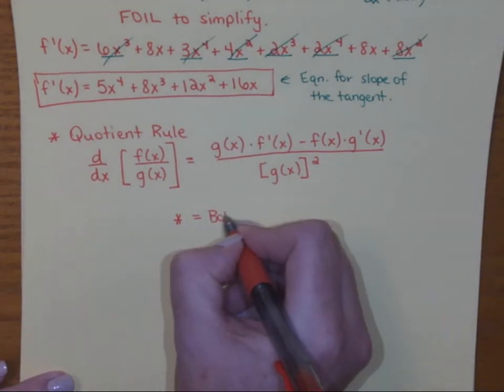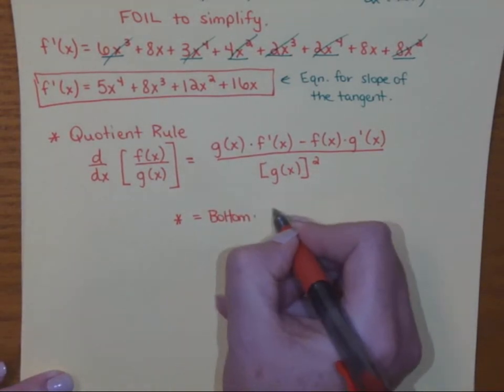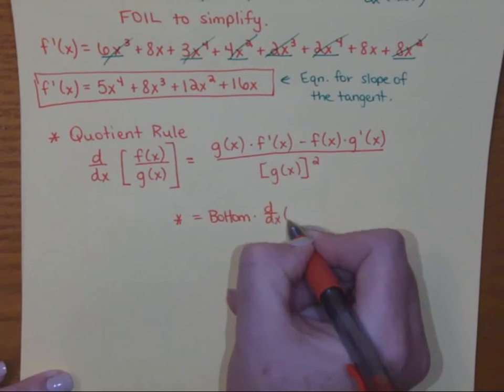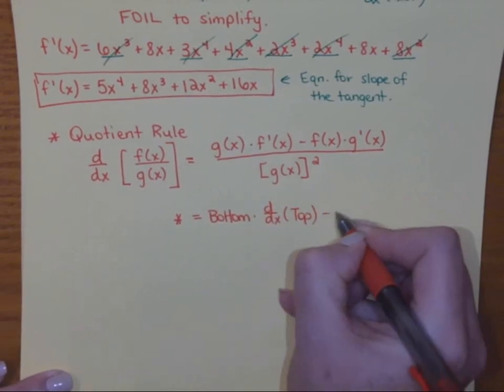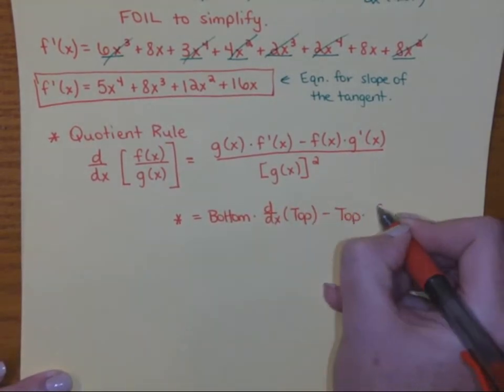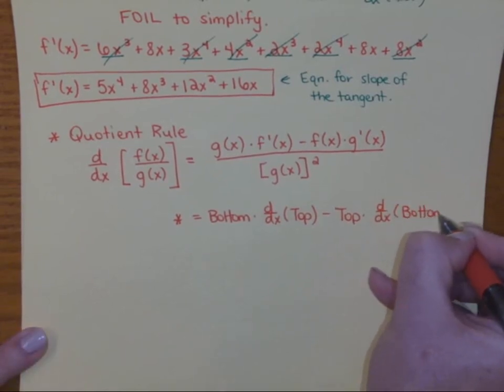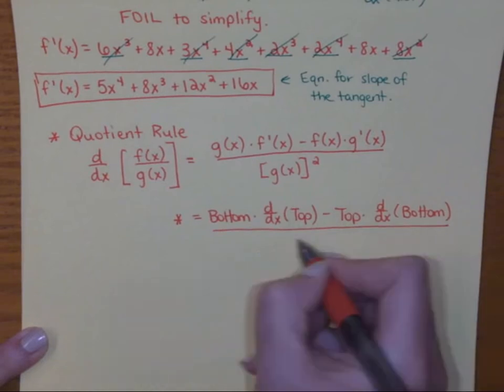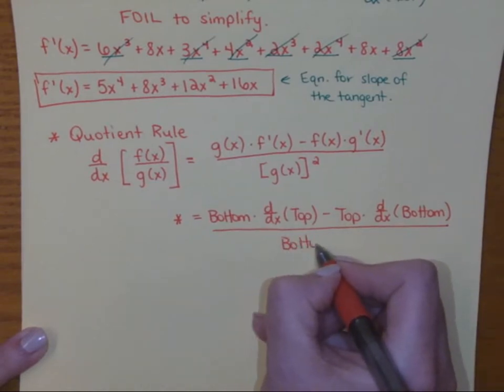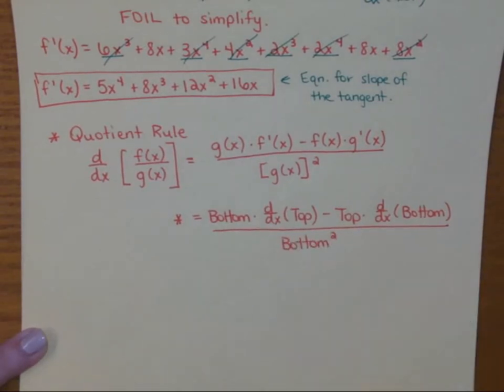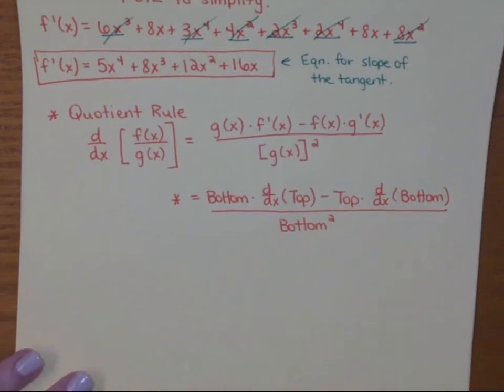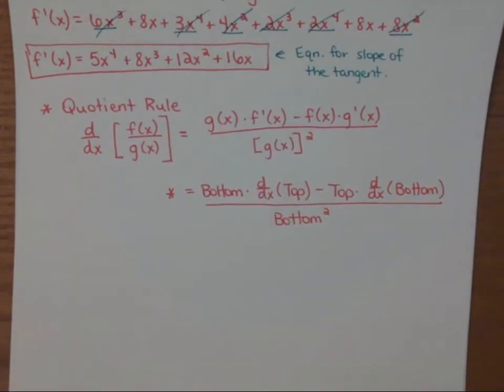So let's write this out in words. So it's bottom times derivative of the top minus the top times the derivative of the bottom, and then all over the bottom squared. When I do the quotient rule, I actually say these words in my mind as I write down the different parts. It makes it just a lot easier, and it does help you commit it to memory quicker.